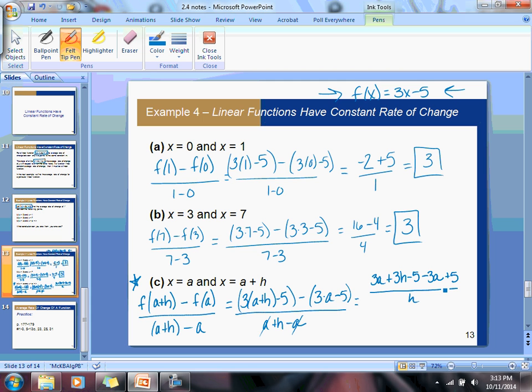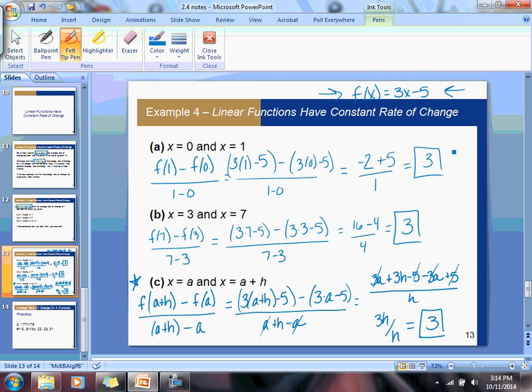Now in my numerator, I'm not quite done. I can combine some like terms here, or cancel some stuff out. I have a 3a and a minus 3a. I have a negative 5 and a plus 5. So all I'm left with is the 3h over h. And that actually reduces all the way down to 3.